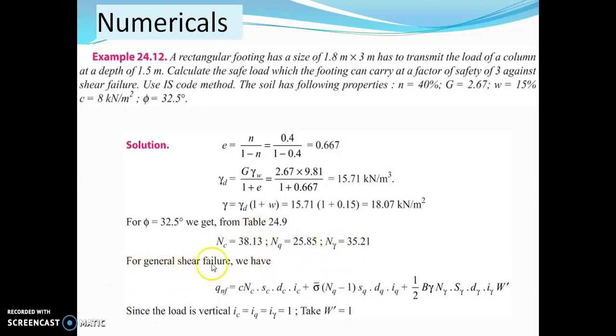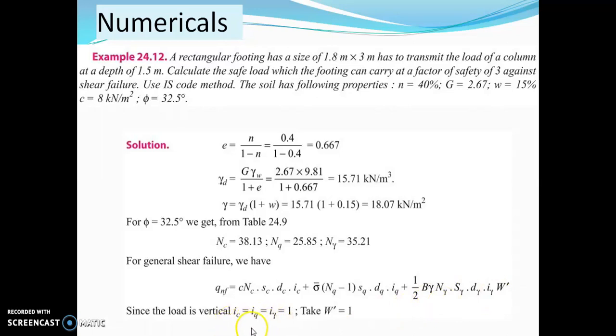Then your general shear failure equation. This is also mentioned in your IS code, correct? General shear failure equation. Only this sigma will be indicated as Q. Rest everything, if I am not mistaken, is same. So we are using this equation. Now what is this IC, IQ, I gamma?